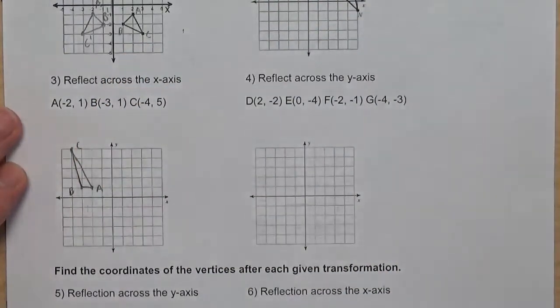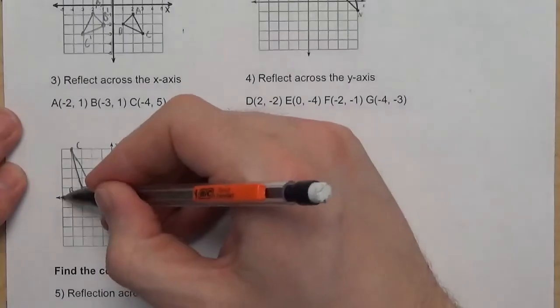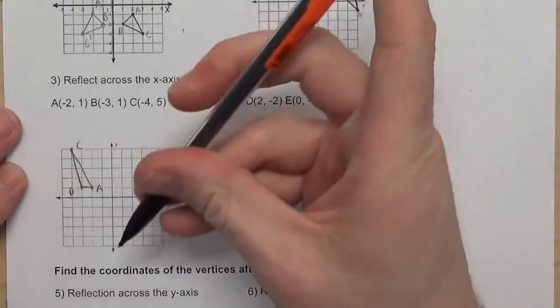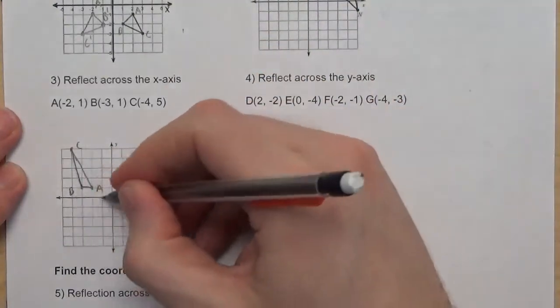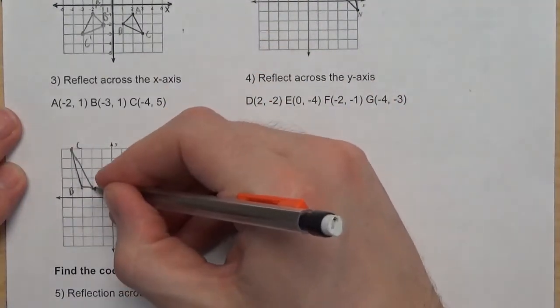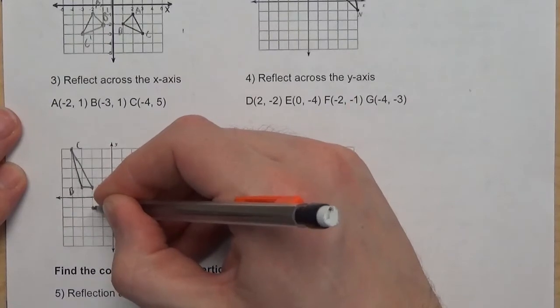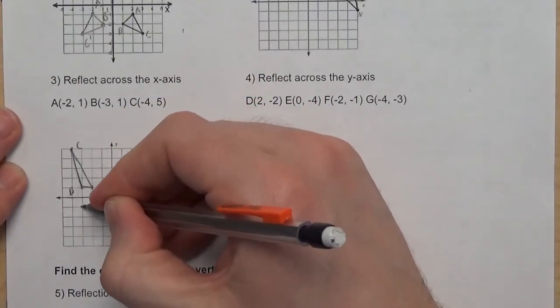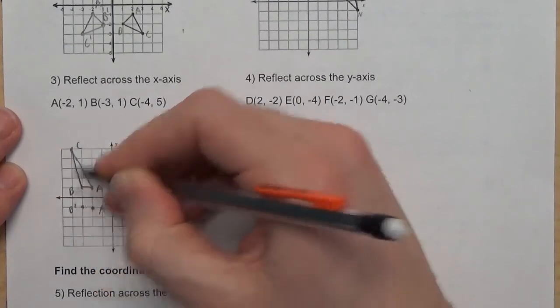Okay, it says we're reflecting across the x-axis this time. This is the x-axis right here. So we're going to go the same distance away from the line for each one of these points. A was 1 unit away this way, so go down 1 unit, and label that A prime. B was 1 unit up, we're going to go 1 unit down, be B prime.